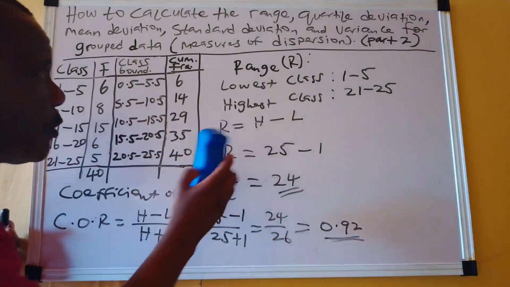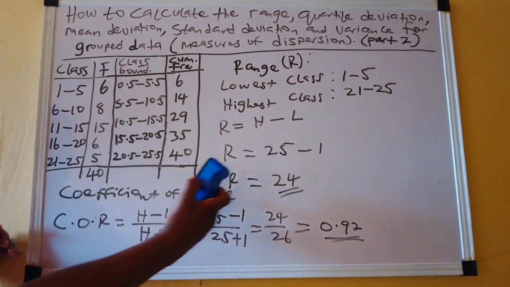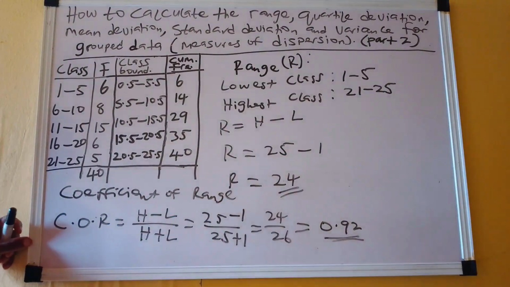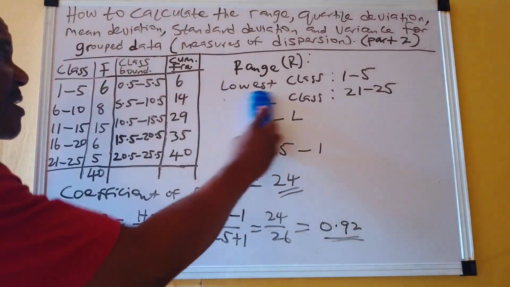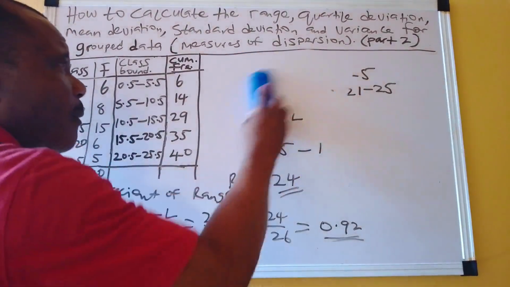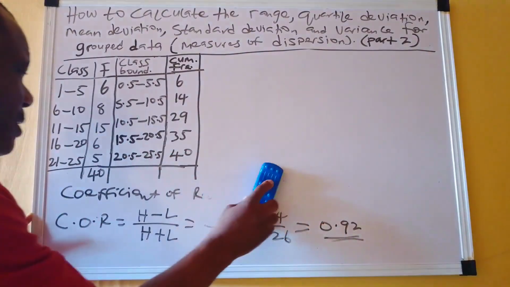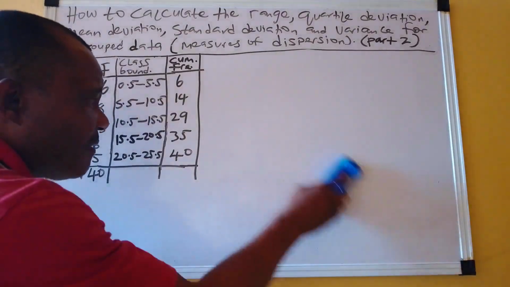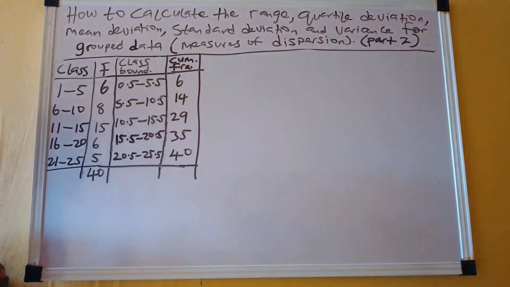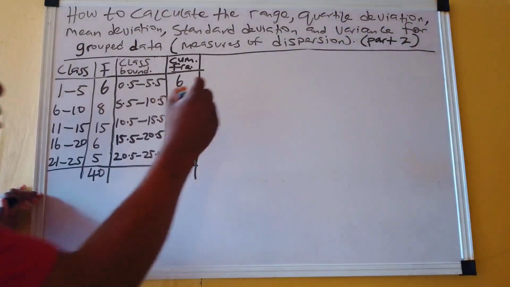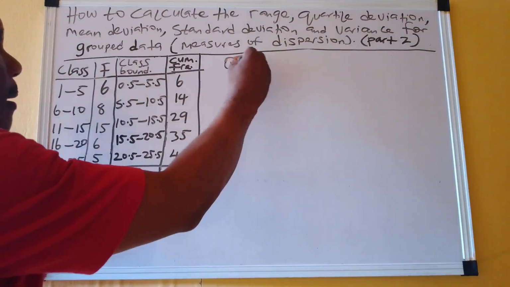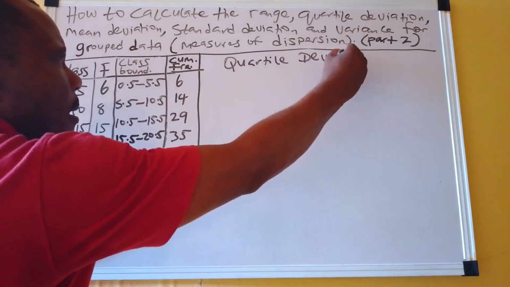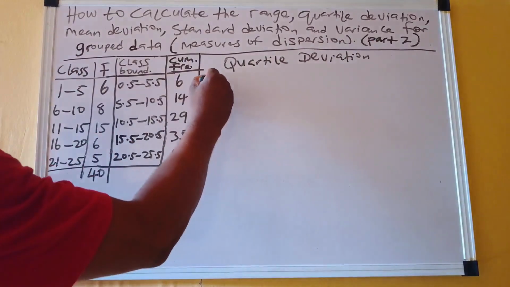Now we want to look at the quartile deviation. Permit me to clean the board. This is how the range is. The range is 24. The coefficient of the range is 0.92. Please take note of this. So we have calculated the range. Now we want to calculate the quartile deviation. Like I said, we are taking them one after the other. The quartile deviation is known as QD.